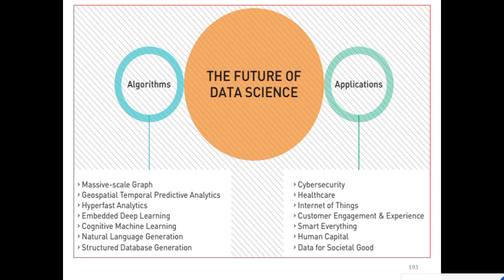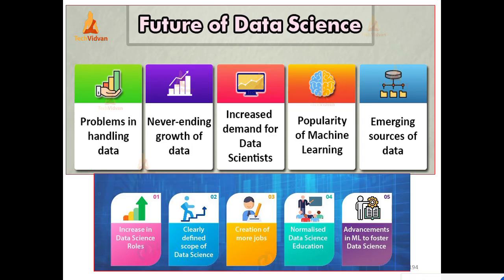Then in the future of data science, we have algorithms and we have applications. In the future, we are going to use massive scale graph algorithms, geospatial temporal predictive analytics, hyper fast analytics, embedded deep learning, cognitive machine learning, natural language generation, and structured database generation. For applications, we are using cyber security, healthcare, internet of things, customer engagement and experience, smart everything, human capital, and data for societal good. So in the future we are going to use such kinds of algorithms and applications.